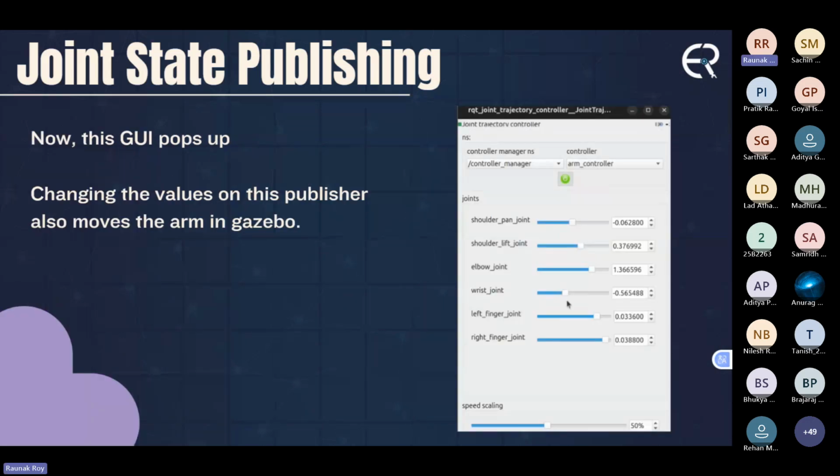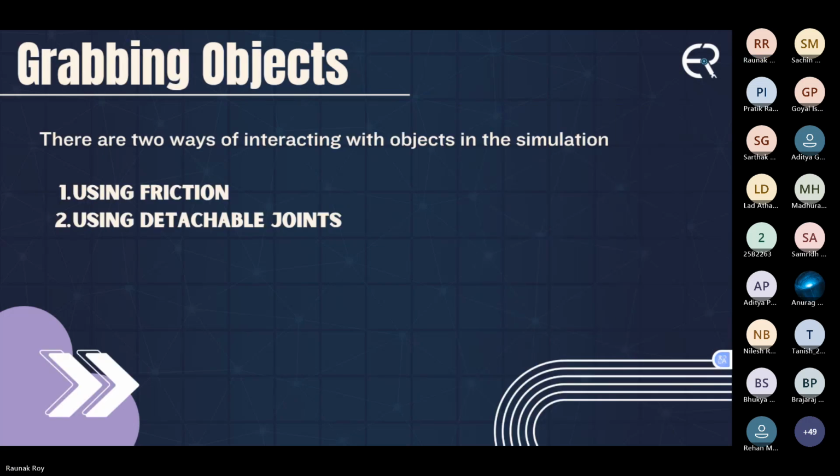And now, if we were to run the files, you'll see a new GUI pops up. And now changing these values on this GUI controls the Gazebo model. So now let's look at how we can manipulate objects in the simulation. The first method is by friction, and the second method is by using detachable joints.